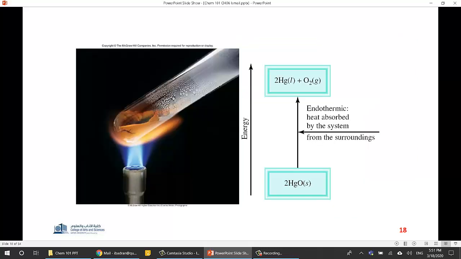For endothermic reactions, an example is this mercury oxide decomposition, as you see here. It's endothermic. That means you need to provide heat for this reaction to happen. In this case, the mercury oxide is inside the test tube, and mercury oxide does not decompose by itself. So you need to provide heat from the surroundings. In this case, it's the Bunsen burner. So the Bunsen burner is your surroundings. You provide heat to the system in order for this reaction to take place, and that will produce liquid mercury and oxygen gas.